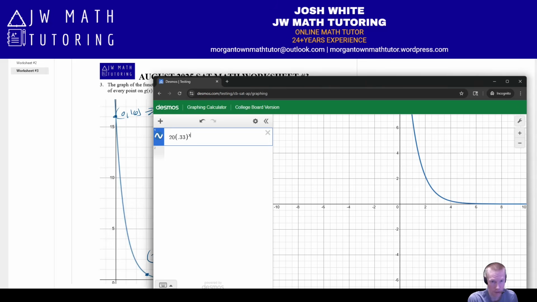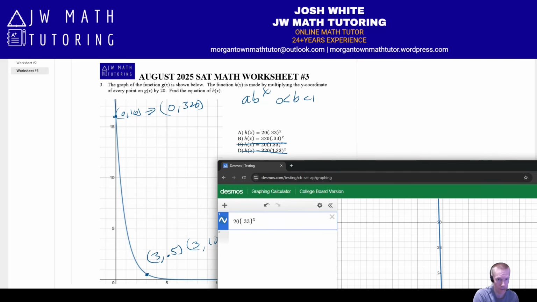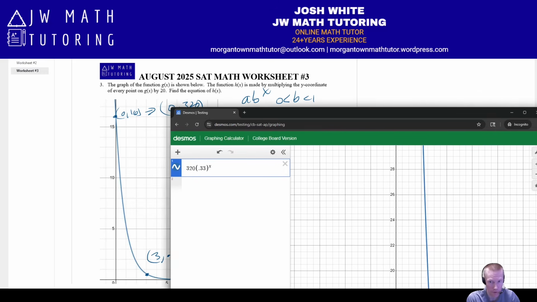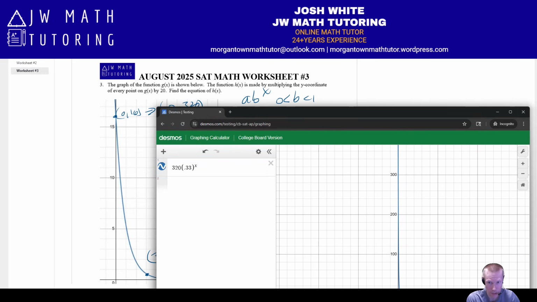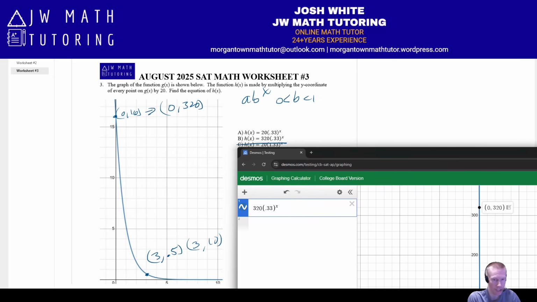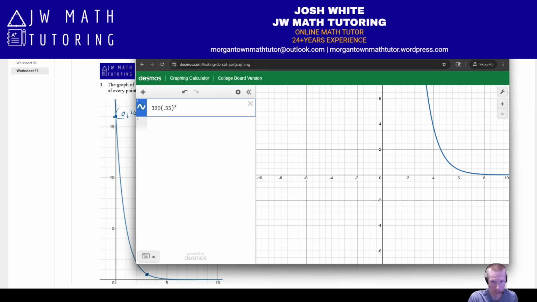So for example, does the first one go through (0, 320)? No. It crosses right here at (0, 20). All right, so that's obviously not correct. And then if we look at the second one, okay, (0, 320), you'd have to zoom out way up here and try to find it. And, oh yeah, there it is. It goes through (0, 320). But let's say we didn't want to check that. Let's say we wanted to check (3, 10). So let me just go back here.